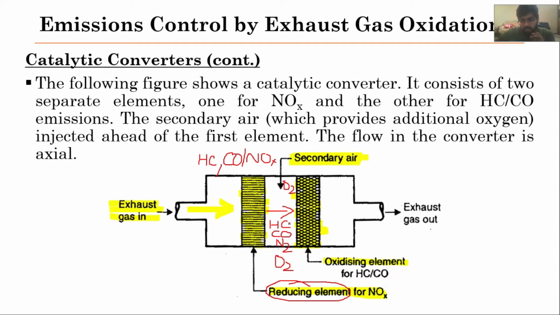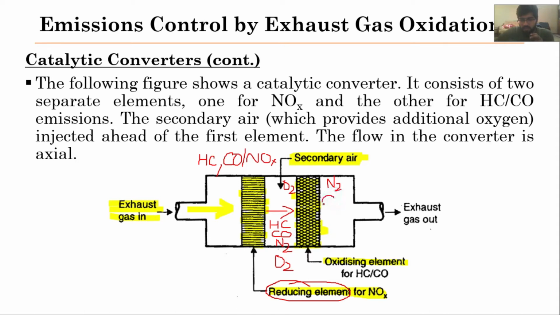And when these unburned hydrocarbons, carbon monoxide, nitrogen and oxygen pass through it, the nitrogen molecules will remain in the form of nitrogen, because the operating temperatures are 250 to 300 degrees Celsius. Therefore, nitrogen oxides formation is not occurring during this process.